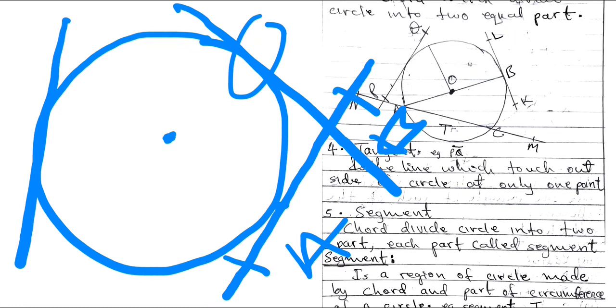So a tangent is any line which touches outside the circle at only one point. Otherwise, that is not a tangent. Even this one is a tangent. Let's say tangent KL, it is a tangent. Any line touching outside the circle at only one point, we call it a tangent. Okay, let us continue.